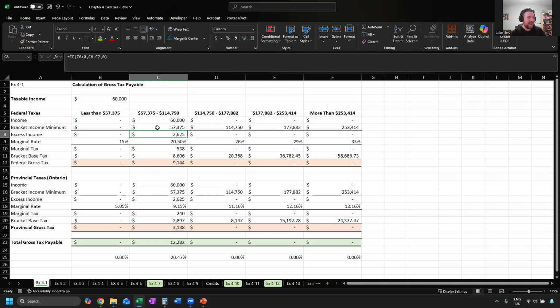We're going to talk about actually calculating taxes. For the rest of this chapter, we're going to go at length into various credits.